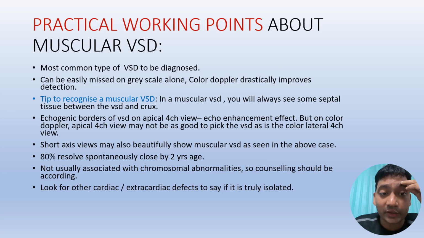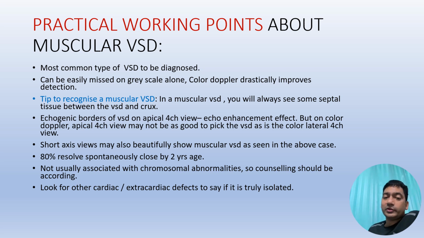And before I end this presentation, I must discuss the practical working points about muscular VSDs. These are the most common type of VSDs to be diagnosed internally, and they can be easily missed on grayscale alone. Color Doppler drastically improves the detection. The tip to recognize a muscular VSD is that you will always see some septal tissue between the VSD and the crux, and the echogenic border of the VSD, typically seen on the apical four chamber view due to the echo enhancement effect, is also important to detect these VSDs.